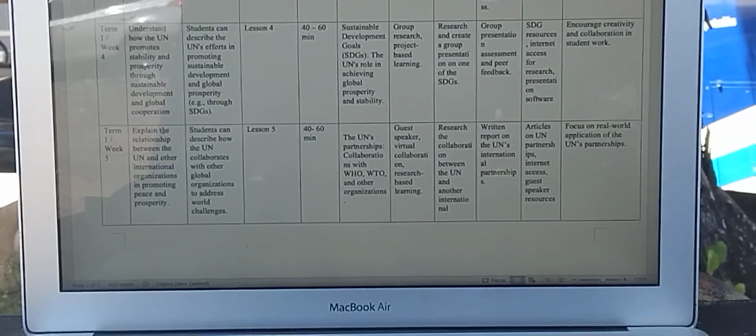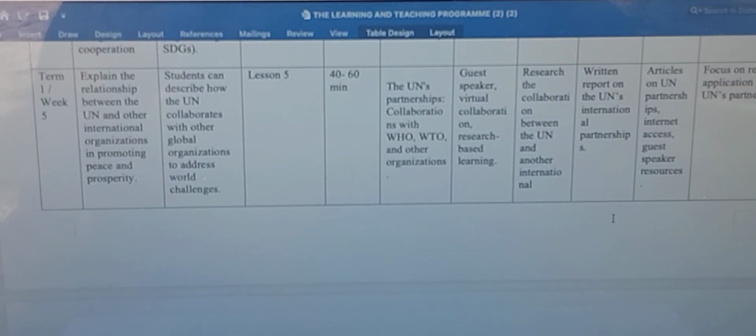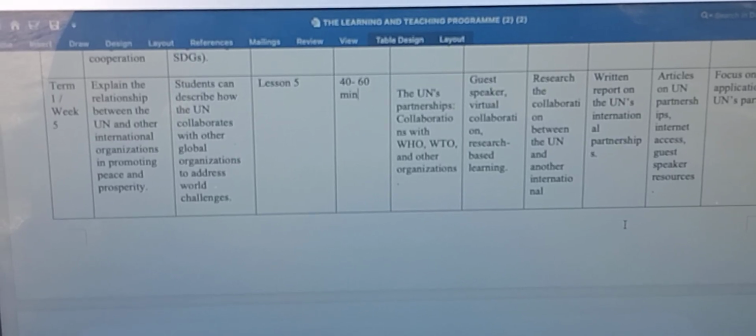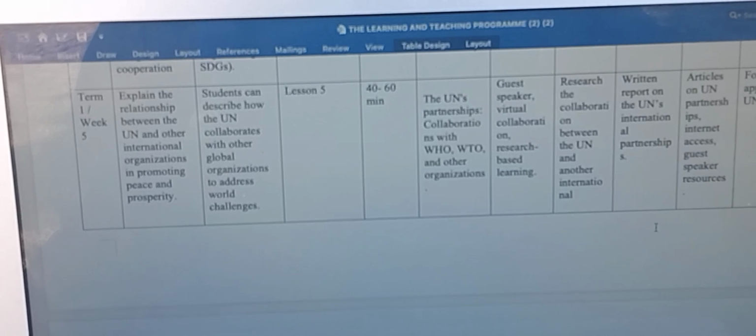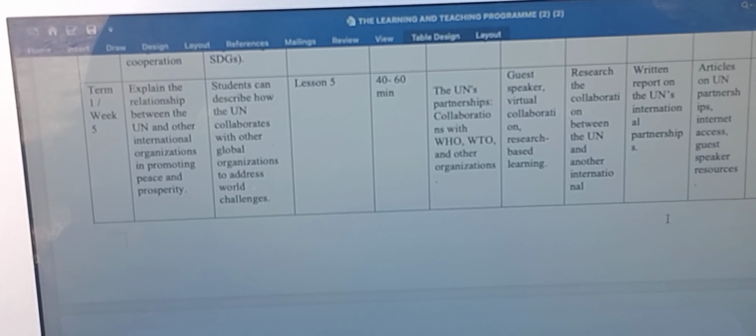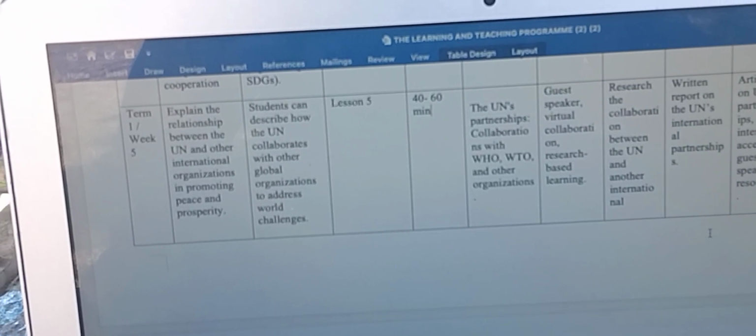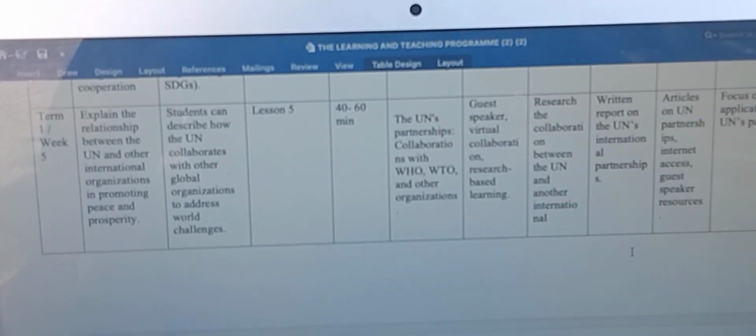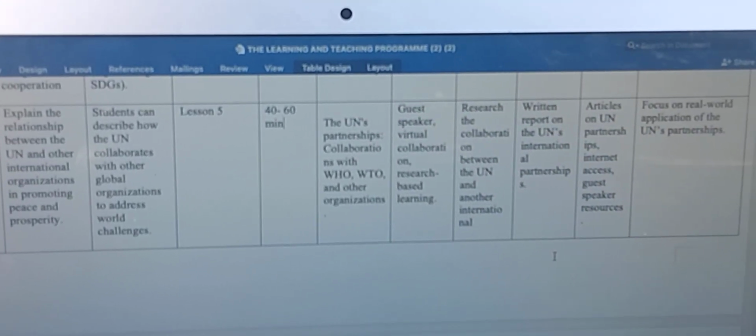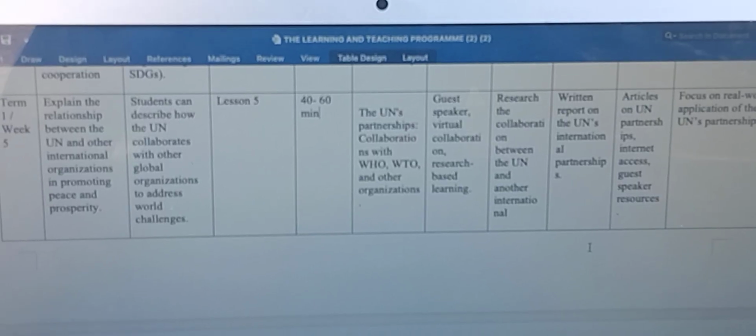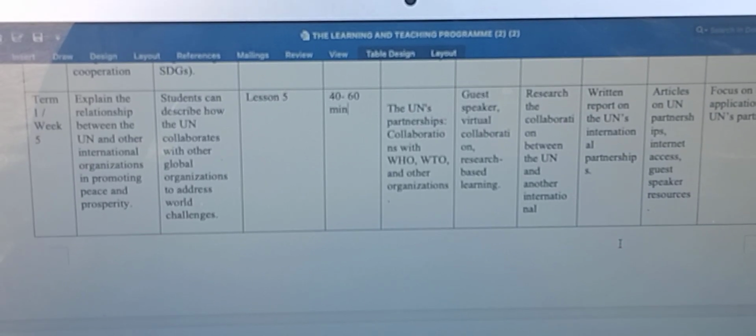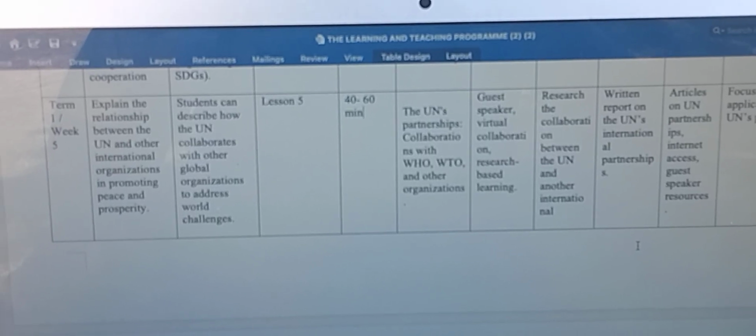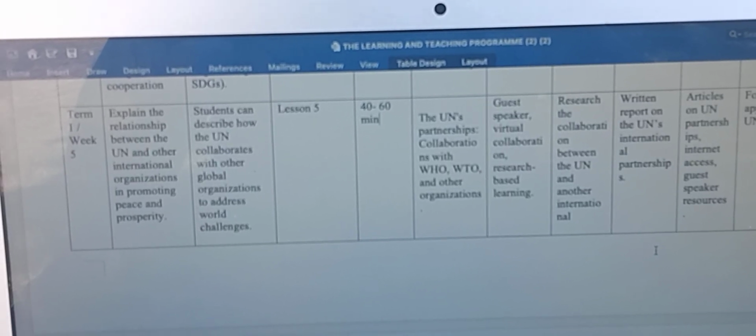Thank you. Moving on to week 5, term 1 of week 5. The CLO is to explain the relationship between the UN and other international organizations in promoting peace and prosperity. Moving on to our meaning learning outcome, which is the MLO: students can describe how the UN collaborates with other global organizations to address world challenges.